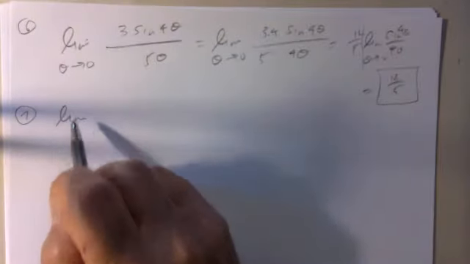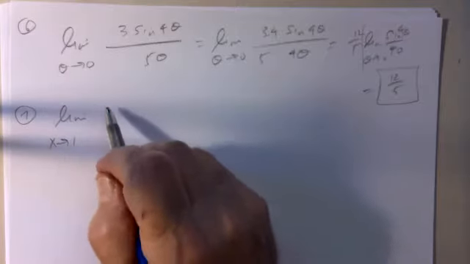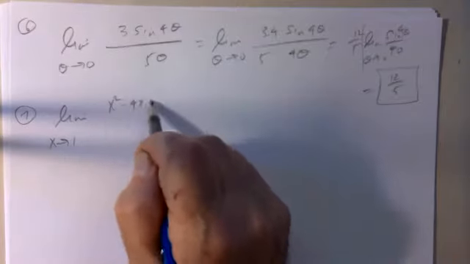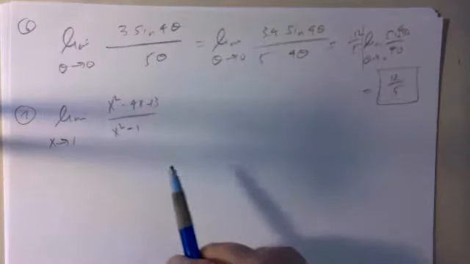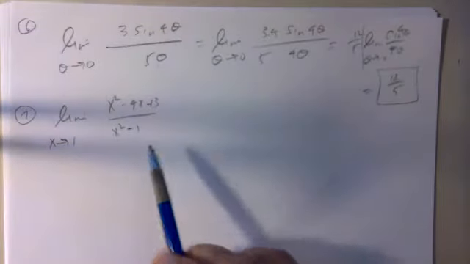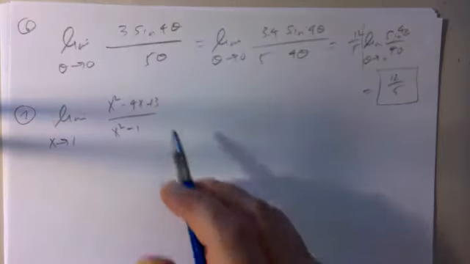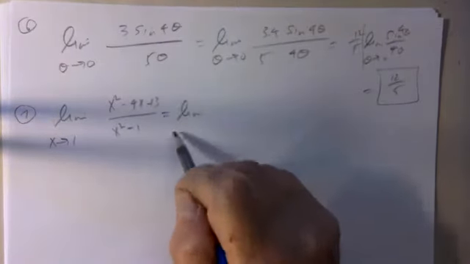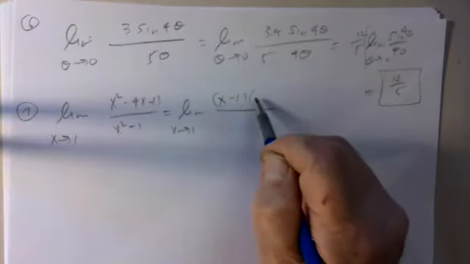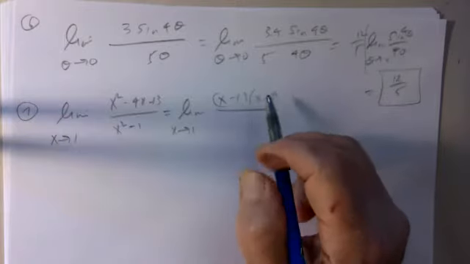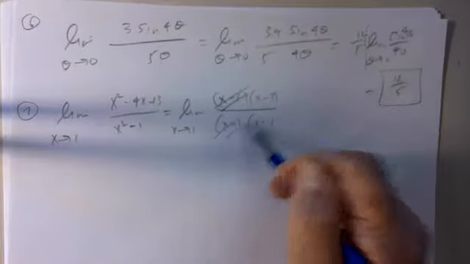Problem 7 is the limit as x goes to 1 of x squared minus 4x plus 3 over x squared minus 1. Now, you can't just substitute x equal 1 in because you get 0 over 0, which is undefined. But you observe that the numerator and the denominator both factor. This is equal to x minus 1 times x minus 3, and this is x minus 1 times x plus 1. So these terms cancel.